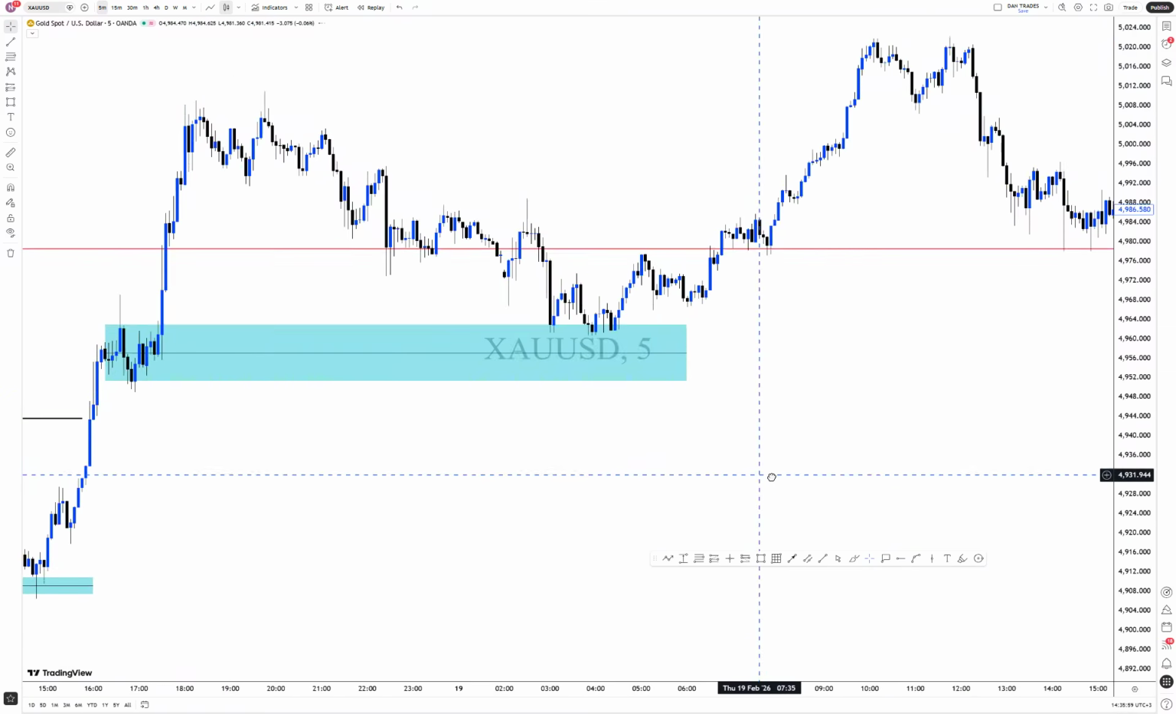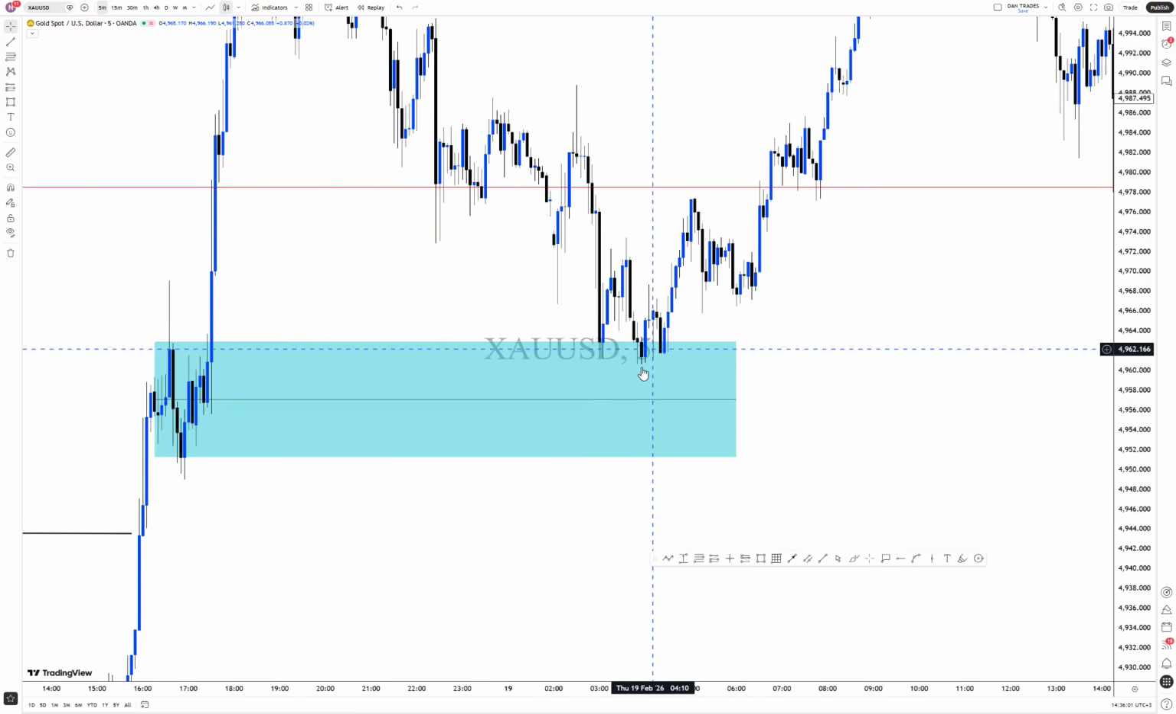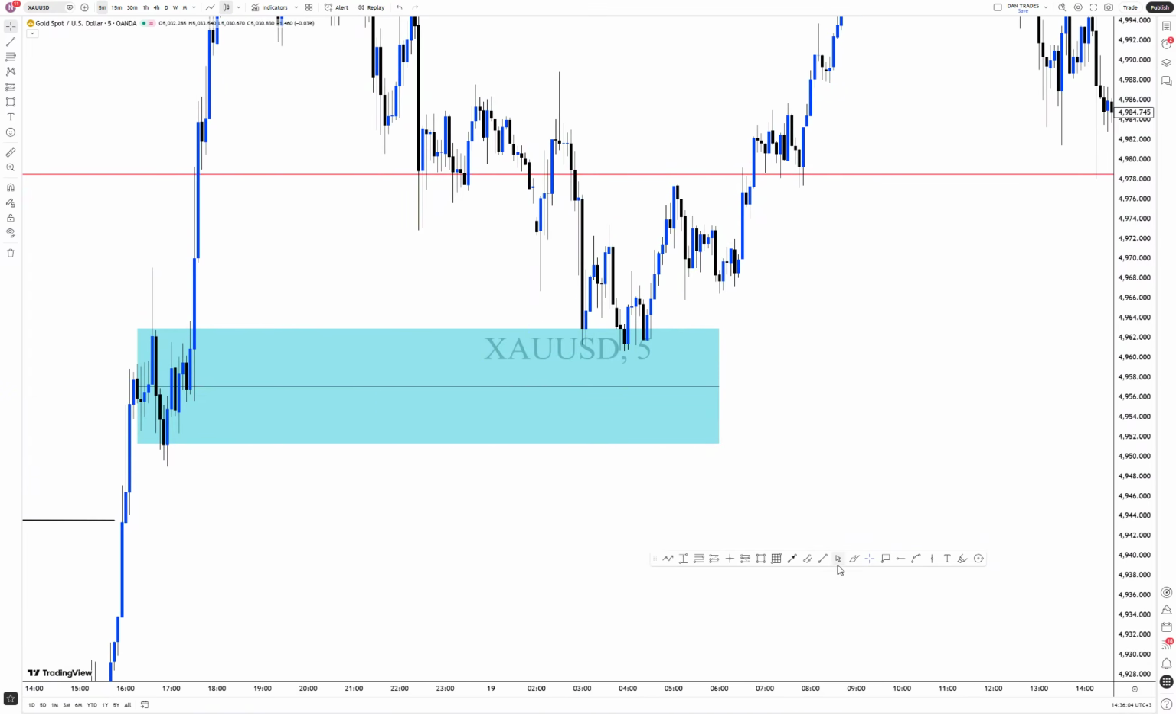So when we mitigated this zone, we had this area. This is a sweep of liquidity. That was a sweep of liquidity, and then this is the change of character.